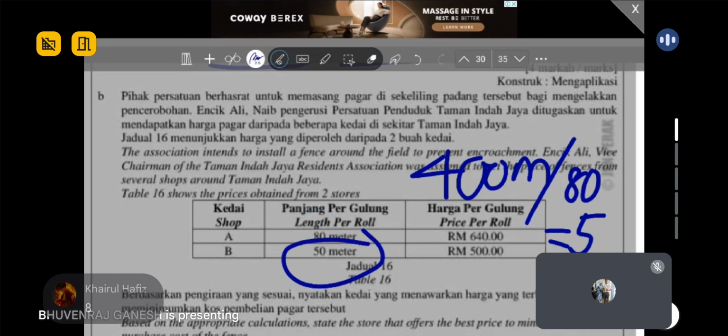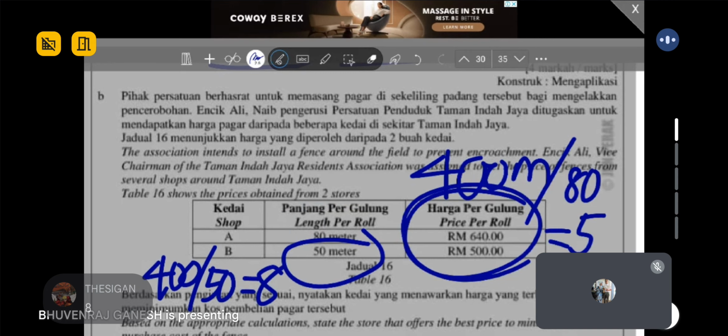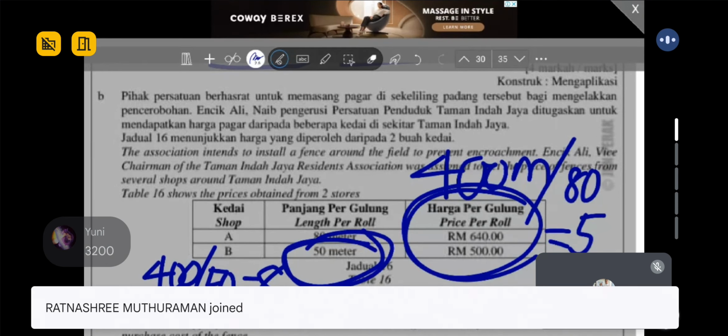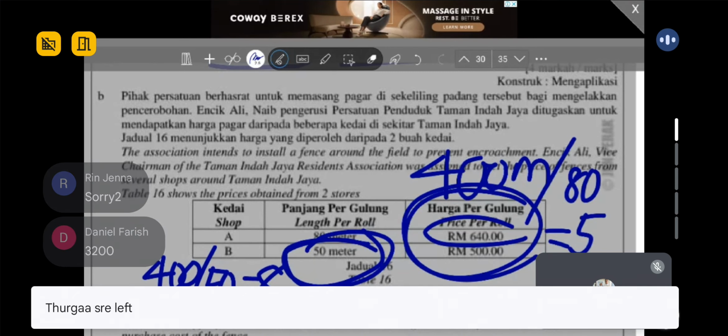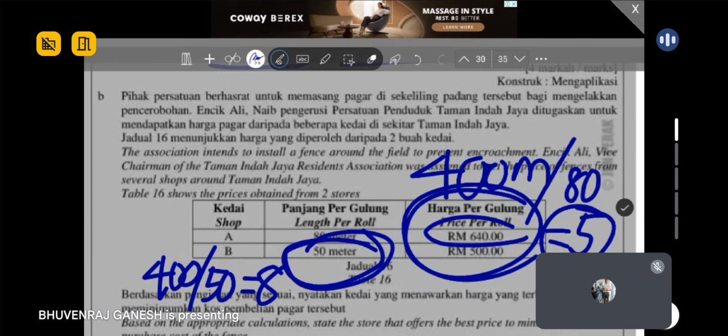Then if kedai B, may I know how many rolls? Berapa gulung? You take 400 divide 50. So your answer is 8. So now you count the cost guys. Cari harga dia. So for kedai A, may I know what is the total price? Jumlah harga. Count and see. Why 50? The question give that. Guys, soalan bagi dah 50. Kamu tak boleh persoalkan soalan. The question give you the length of one roll is 50. Okay, your answer should get 3,200 guys. So you just take 640 times 5. 640 kali 5. Very good.